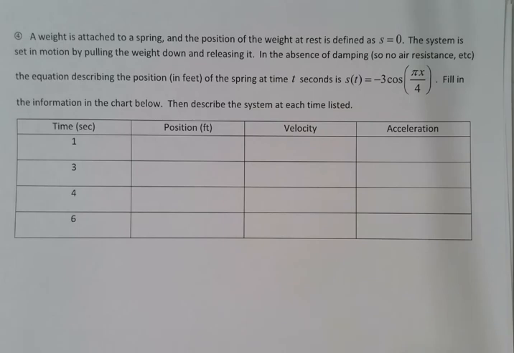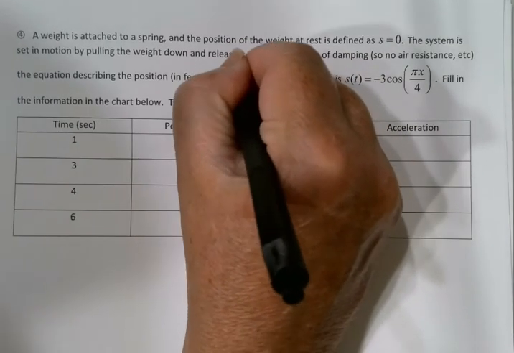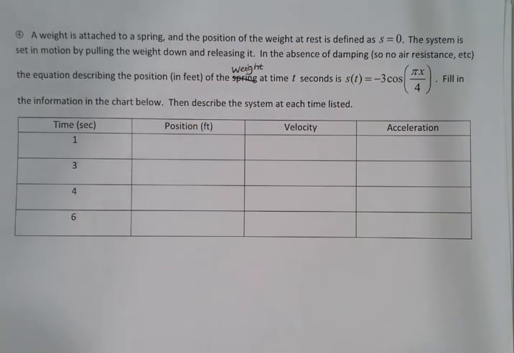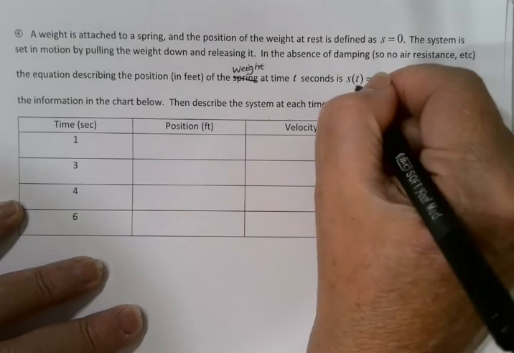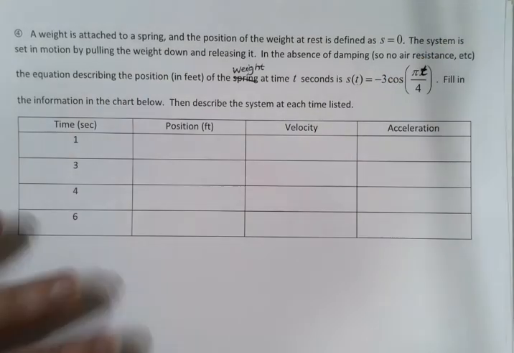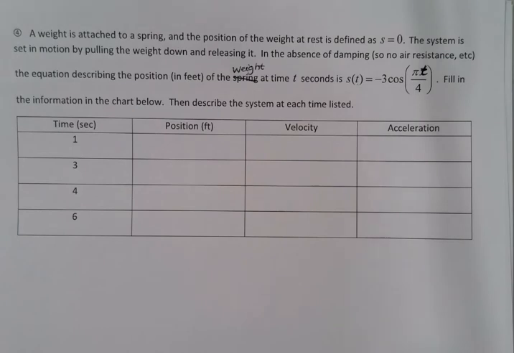In the absence of damping, meaning we're not including anything like air resistance, the equation describing the position in feet of the spring, actually that should really be of the weight, at time t seconds is given by S equals -3 cosine pi x over 4. Oh my goodness, I got a couple mistakes here. That should be pi t, right? This is a t as my variable. Let's fix that. There we go. All right.